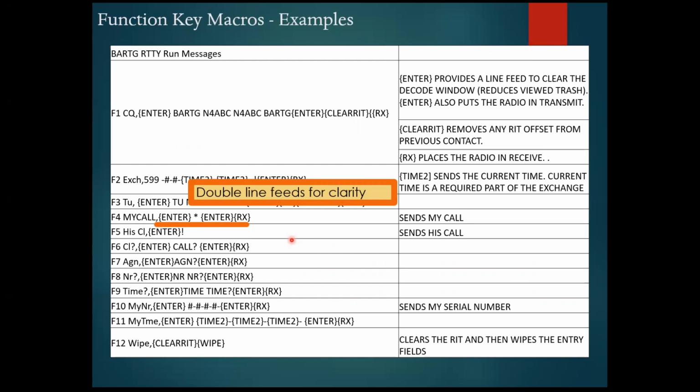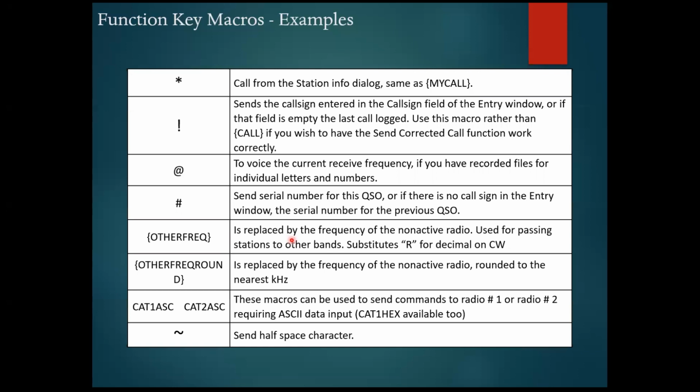Here are some of the things you can use in the function keys. Asterisk is the call, your call, same thing as my call. The exclamation point is whatever you've got entered in the entry window call field for him. An ampersand voices the current receive frequency. A number sign will send the exchange for the contest, not just the serial number, whatever the exchange is.